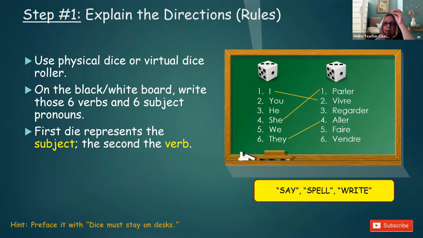So you can see in the little thing, number 1 represents I or je. The second one represents the verb. So as they roll them, and remember to keep them on their desks, as they roll them, they're going to come up with like a 1 and a 2. Let's just pretend the 1 and a 2.